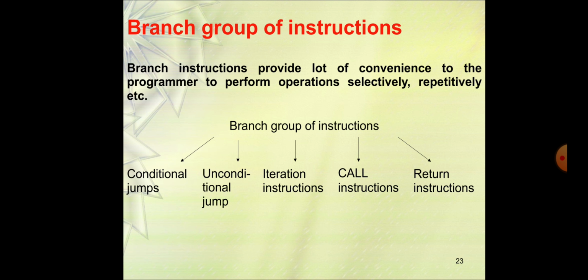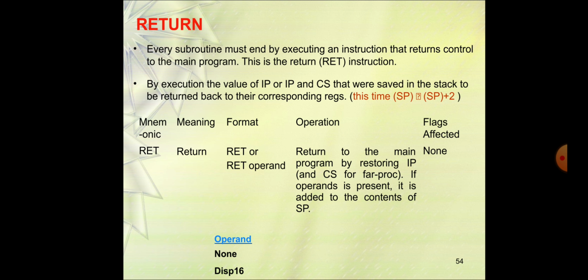So here are a few branch group instructions. Branch instructions provide a lot of convenience to the programmer to perform operations selectively, repetitively, etc. So there are the conditional jump, unconditional jump, iteration instruction, call instruction, and return instructions. The return instruction returns the values. Even a subroutine must end by executing an instruction that returns the control to the main program. So this is nothing but the return instruction.